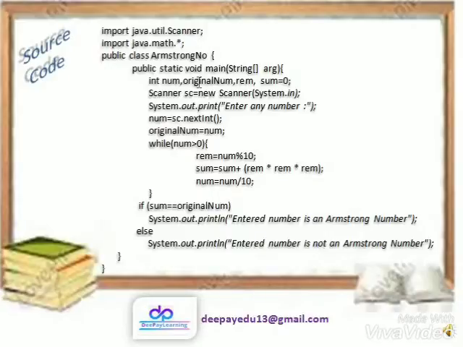Then I am defining 4 variables of integer type, which are num, originalNum, rem and sum. Here we have another variable with the name originalNum, in which we will store the value of num. Then we are taking the input from the user by writing Scanner sc equals new Scanner(System.in), and we also display a message for the user to enter any number using System.out.println, "Enter any number". Now we have stored this number into the originalNum variable.